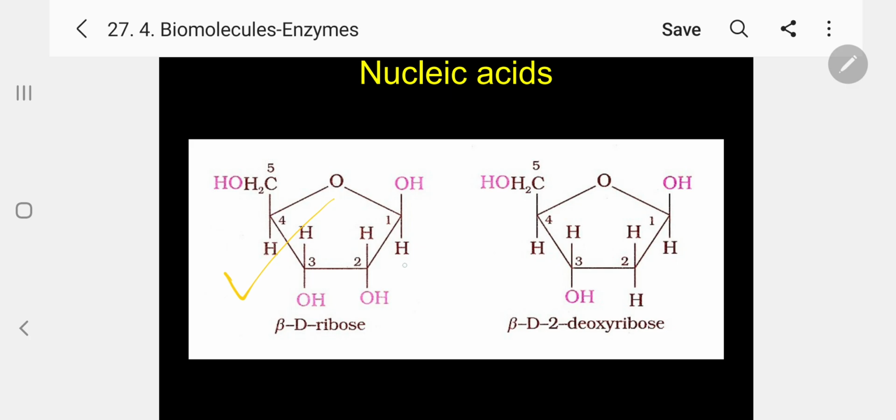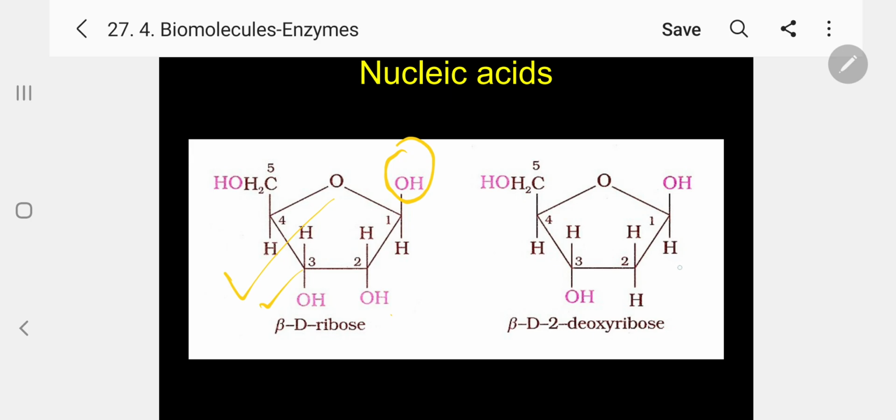So in this case, beta D ribose, number 1 OH is above, this is beta. Number 2, number 3 below OH. And number 4 there is CH2OH. This is beta D ribose.